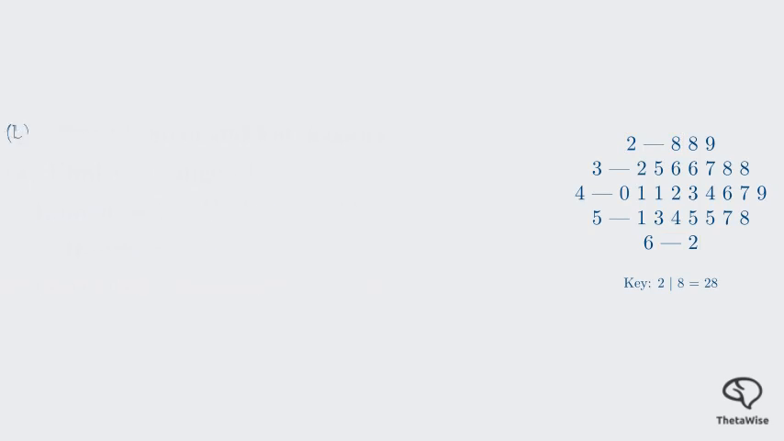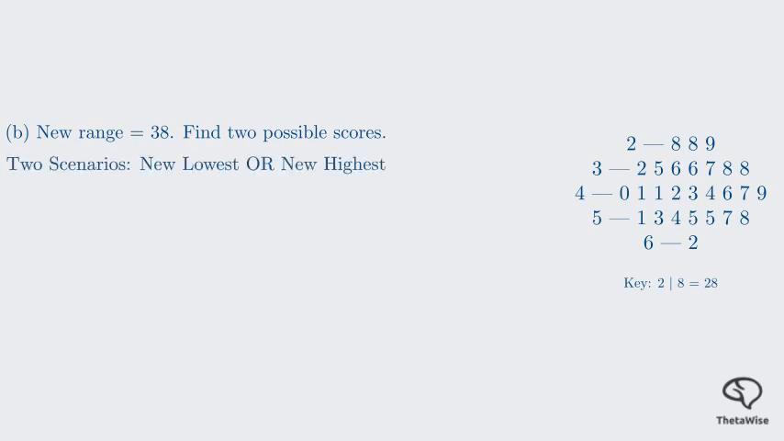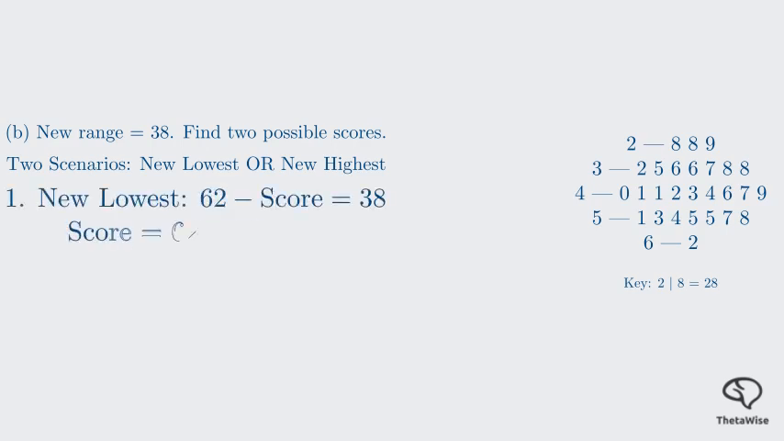In part B, a new student is added, and the new range becomes 38. We need to find the two possible scores. There are two scenarios here. Either the new student has the new lowest score, or the new student has the new highest score. In scenario 1, if 62 is still the highest, and the range is 38, then the new lowest score must be 62 minus 38, which is 24.